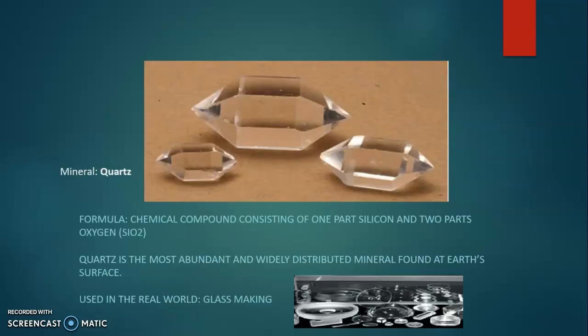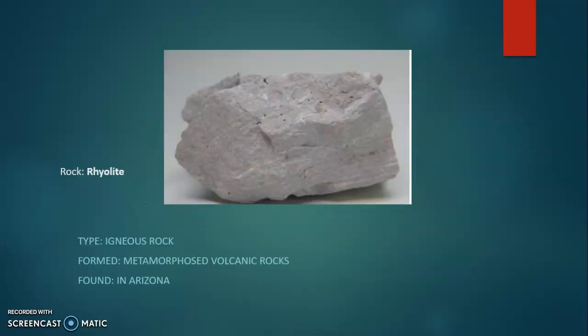My mineral is quartz, a chemical compound consisting of 1 part silicon and 2 parts oxygen. Quartz is the most abundant and widely distributed mineral found at Earth's surface. Quartz is used to make glass.